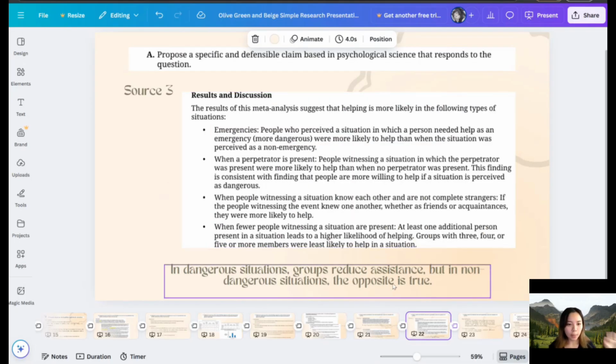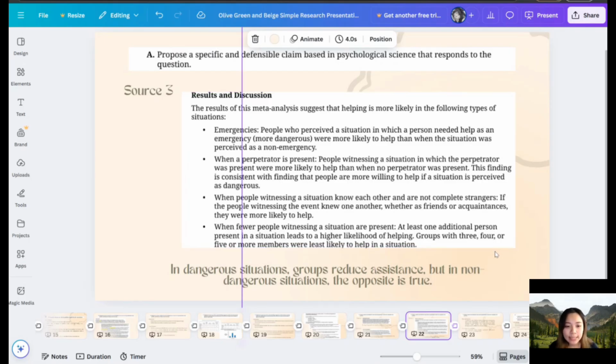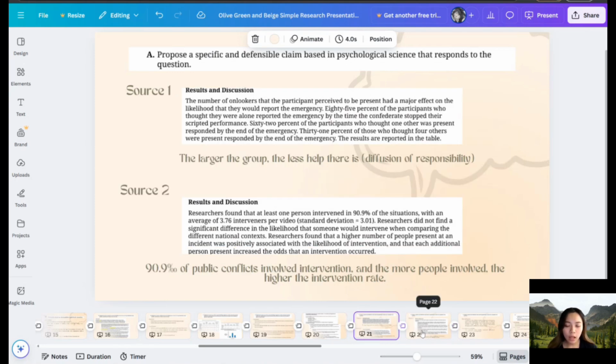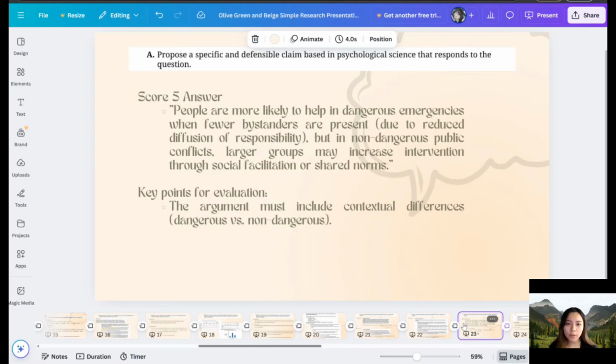Source 3 says that in a dangerous situation, groups reduce assistance, but in a non-dangerous situation, the opposite is true. Okay? And while I'm reading all of this summary, you might think, okay, it sounds a little bit weird. Some of the summaries or some of the statements sound pretty conflicting, right? Or even opposite. So how am I supposed to make a better claim in this situation?